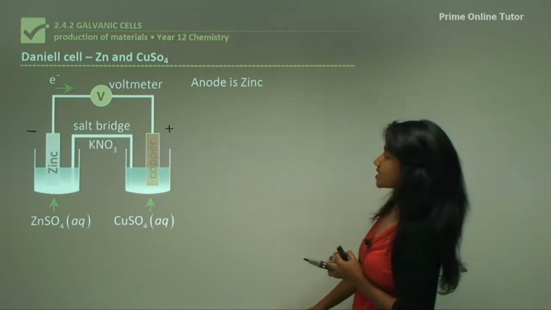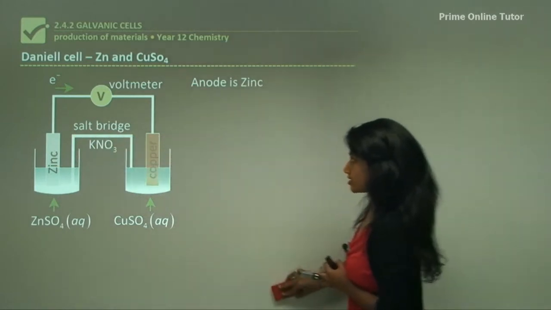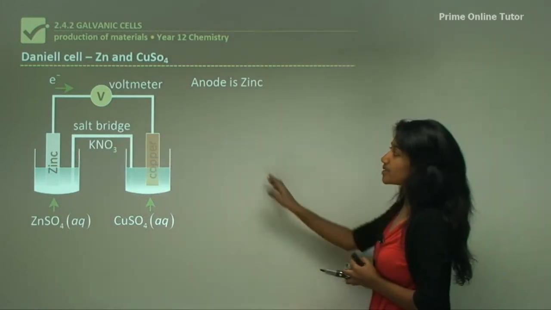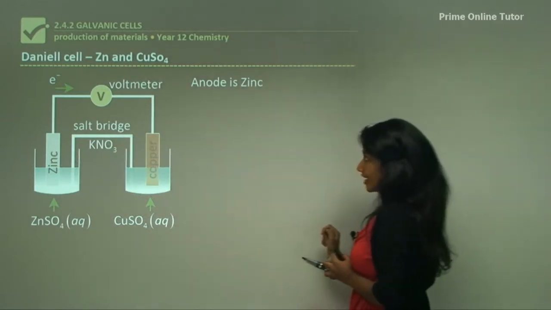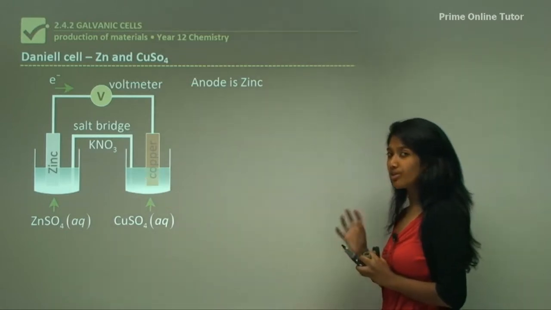Now we'll take an example of a galvanic cell, and one is the Daniell cell. The reaction happens between zinc and copper sulfate. The anode in this cell is zinc. Now how do we know that?